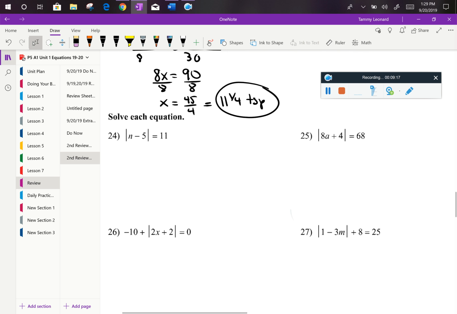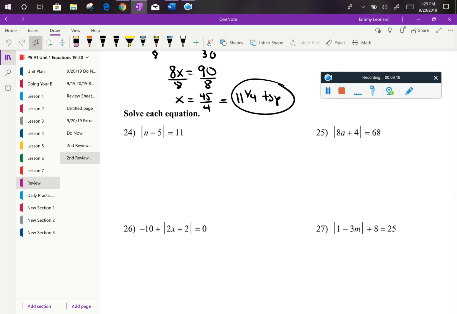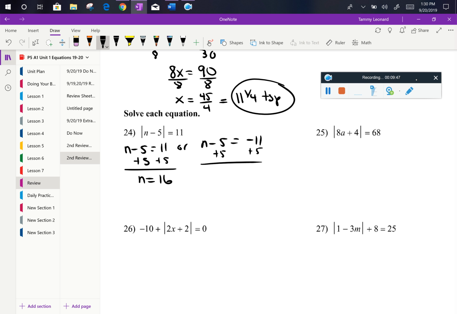Next, we have absolute value equations. In the first problem, the absolute value is already alone, so we do not have to isolate it. And we can go straight to writing the two equations. N minus 5 equals 11, or N minus 5 equals negative 11. Remember, it's the number outside that changes its sign. The thing inside the absolute value stays the same to form the left-hand side of each equation. So we're going to add 5 to each side. We have N equals 16. And then we add 5 to each side, and we have N equals negative 6.